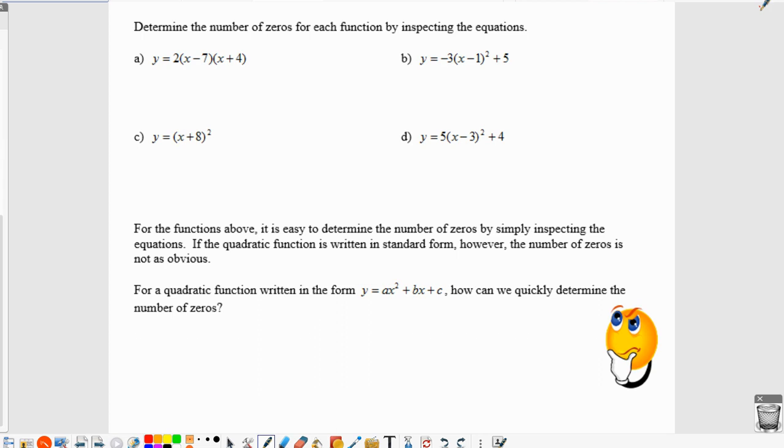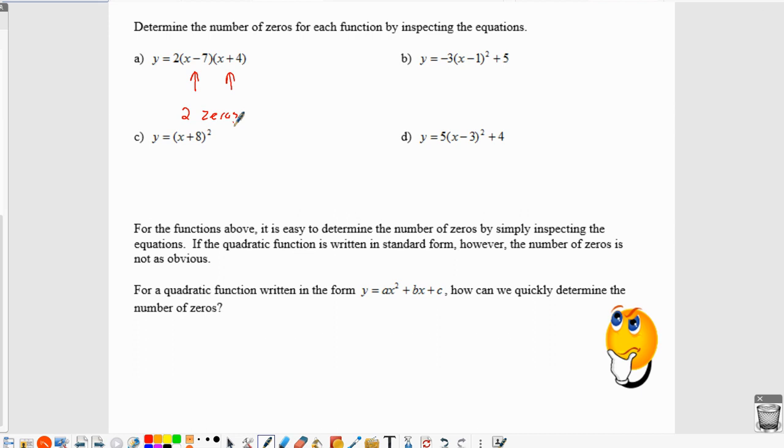This says, determine the number of zeros for each function by inspecting the equation. Apparently, just look at this and be able to know the number of zeros. If I set that first one to y equals 0, how many x values are there that make that equation 0? 2. At first, it's like, how am I supposed to know just by looking at it? The first one's like, oh, okay, that's not so bad. There'll be one here and one there, 2 zeros. So maybe it is possible.